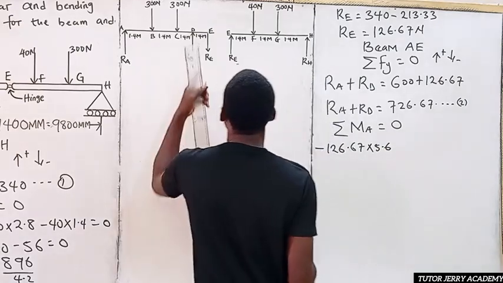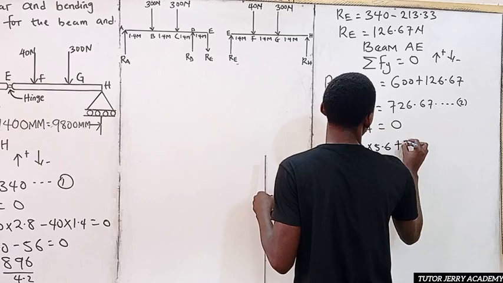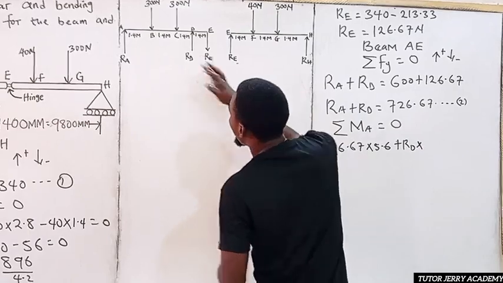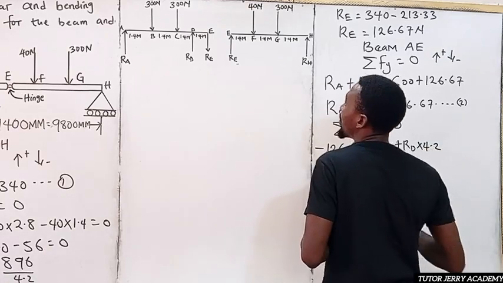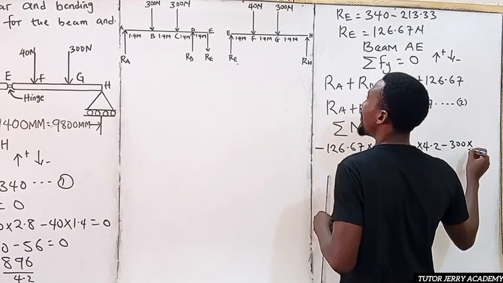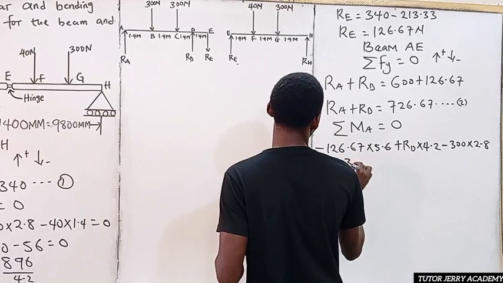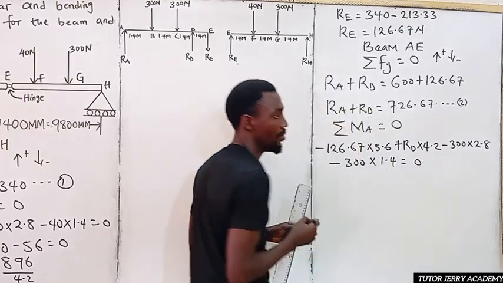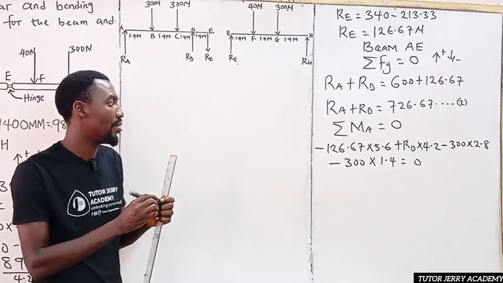All right, so now let's go to the next one. This is RD. This is going to be plus, because it's upward, RD multiplied by the total distance here, 1.4 plus 1.4 plus 1.4, that is 4.2. All right, then minus, we have another downward force, 300 multiplied by 2.8. Then minus 300 multiplied by 1.4. Everything will be equal to 0.